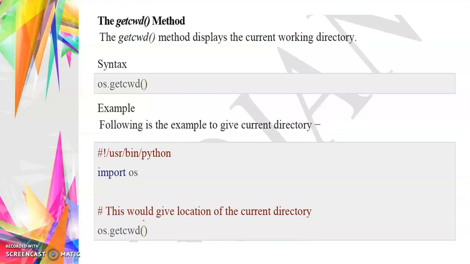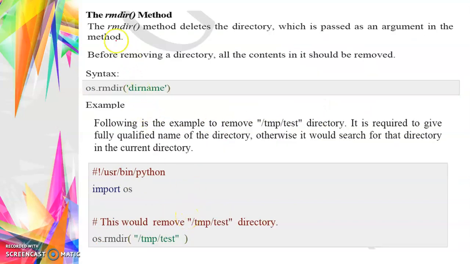And getcwd, the current working directory method. If you are going to perform some operation on your files, that file is present in which directory? So we get the current working directory. The syntax for the current working directory is os.getcwd. Example for the current directory: import os, os.getcwd.